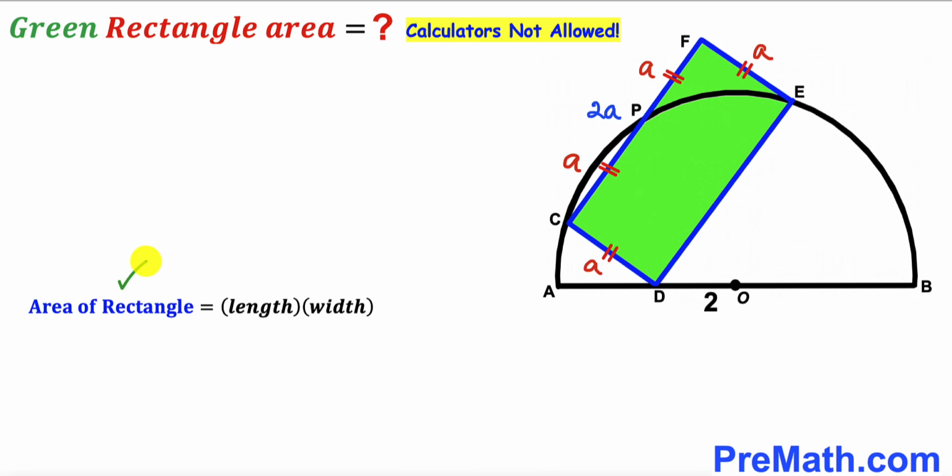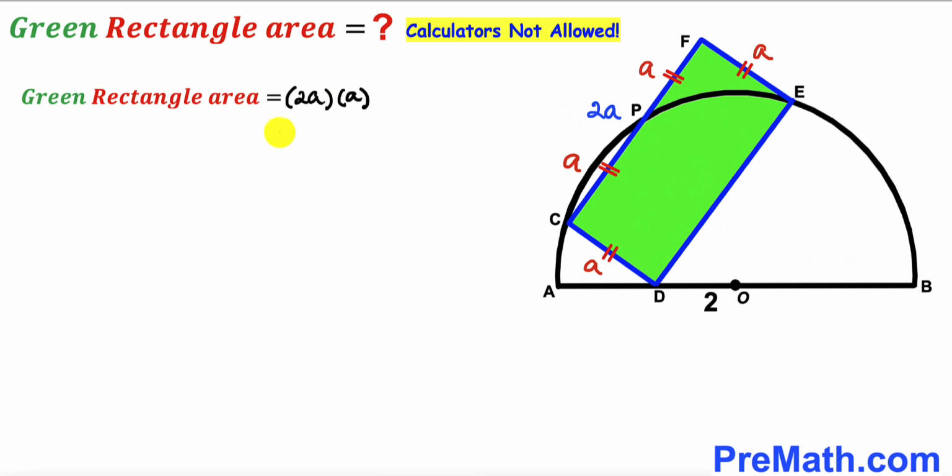And now let's recall the area of a rectangle formula. Area is always equal to length times the width of the rectangle. In our case, the length of this rectangle is 2 times a, whereas the width is simply lowercase a. So this green shaded rectangle area is going to be 2 times a times a, and if we multiply, that gives us 2 times a square. So the area of this green shaded rectangle is 2 times a square. Therefore our task is to find the value of a square.